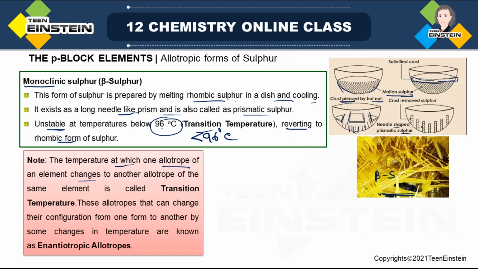Now these allotropes that can change their configuration from one form to another by some changes in temperature are known as enantiotropic allotropes. So this is the definition of enantiotropic allotropes. Remember, though the name is enantiotropic, it has nothing to do with enantiomers. That is a completely different thing. So here these alpha and beta sulfur, you can call them enantiotropic allotropes because they are related to each other by this transition temperature.